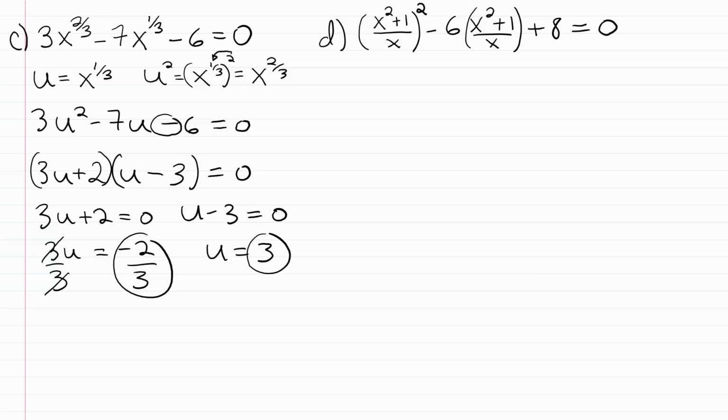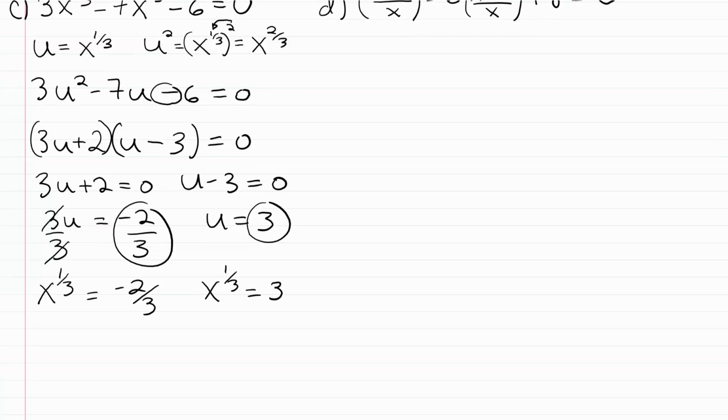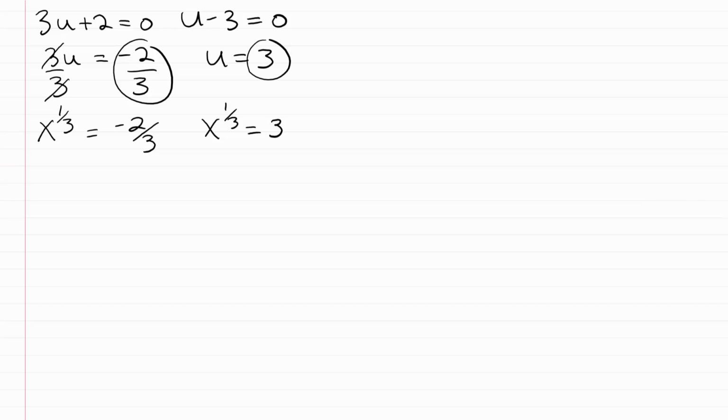All right, but remember, we're not solving for u, we're solving for x. So we're going to turn the u back into x to the 1/3 power. Okay, our next step then would be to cube both sides of the equation because we want to get rid of that exponent of 1/3. So we'll have x to the 1/3 raised to the 3rd power. We'll do the same to the other side.